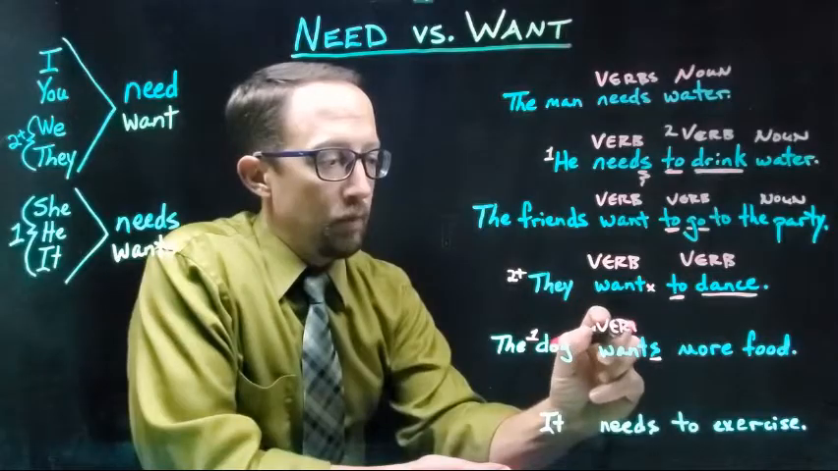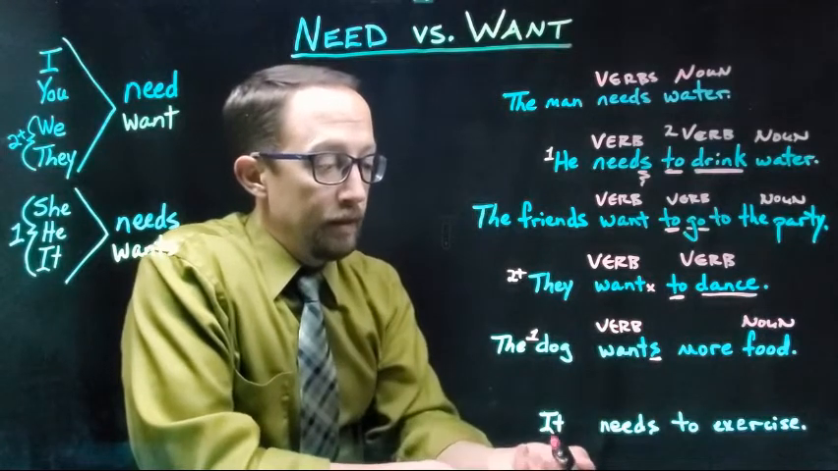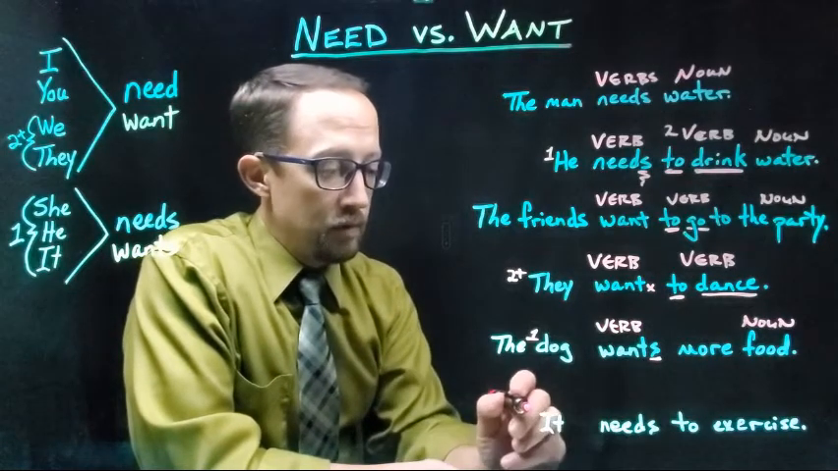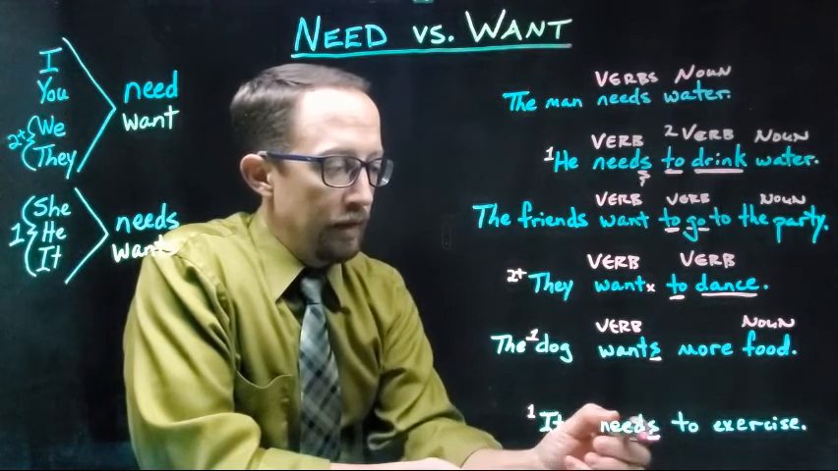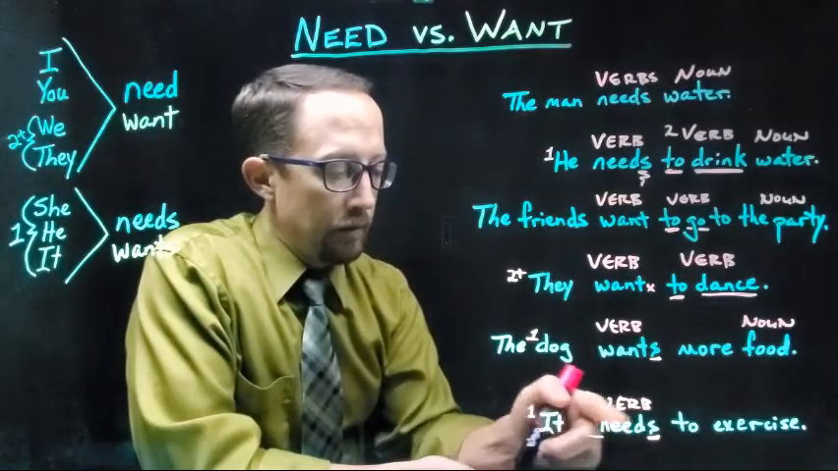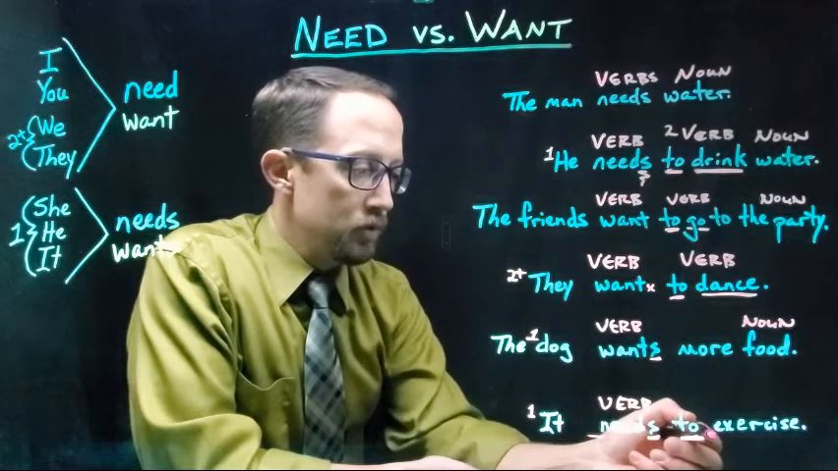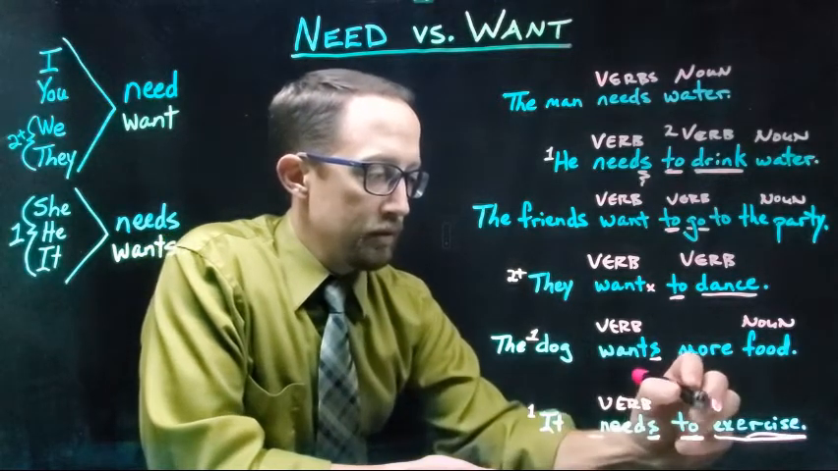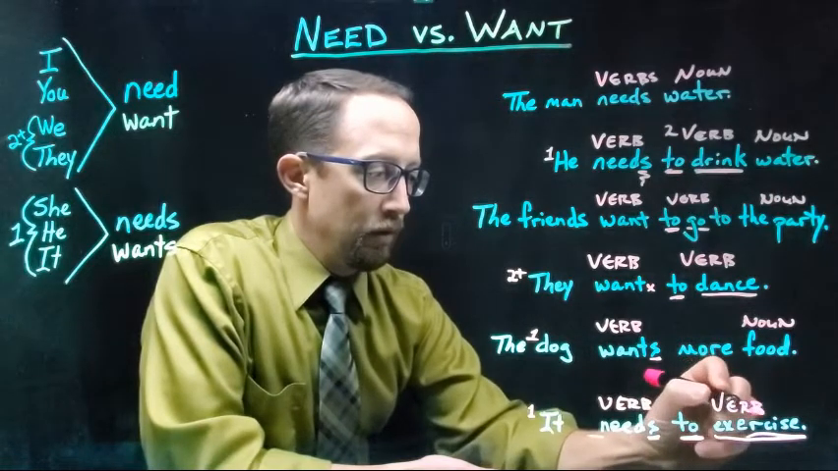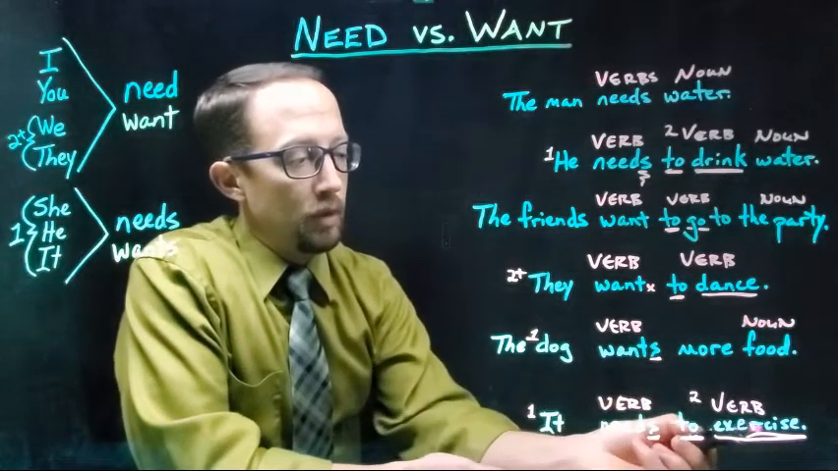So you can have the verb wants, and then you can just have the noun. It needs, this is just one. So you add the S, it needs to exercise. And this is a verb. Subject verb agreement, with the S. And then you have the base form, to exercise. This is also a verb. Remember, the second verb, you always use to and then the verb.